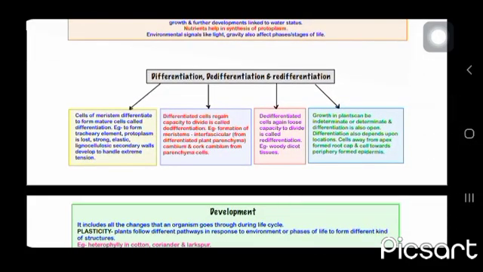Now, what is differentiation, dedifferentiation and redifferentiation? Cells of meristems differentiate to form mature cells. This is called differentiation. Example, to form a tracheary element, protoplasm is lost. Strong elastic secondary walls develop to handle extreme conditions. Differentiated cells that regain capacity to divide is called dedifferentiation. Example, formation of meristems. Dedifferentiated cells that again lose capacity to divide is called redifferentiation. Growth in plants, be it indeterminate or determinate, is always open.